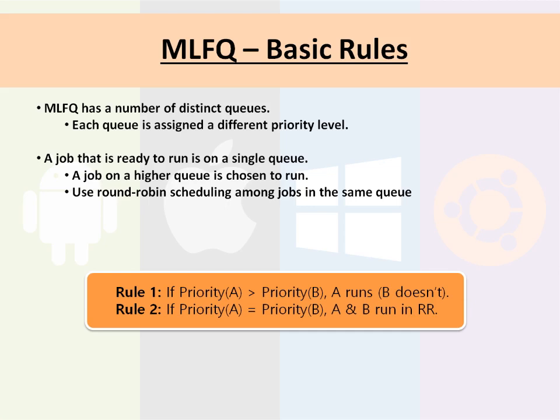So this can be summarized in these two rules. If priority of A, this is like job A or process A, is greater than priority of B, then A will run and B doesn't. If the priorities are the same between A and B, run in round robin. So A will run for a time slice, then B will run for a time slice, then A, then B, as we saw in the round robin example.